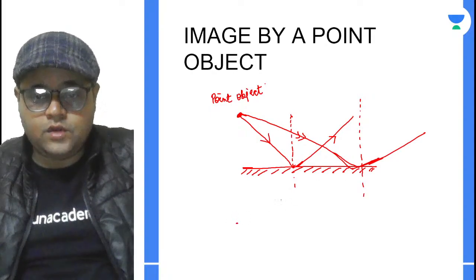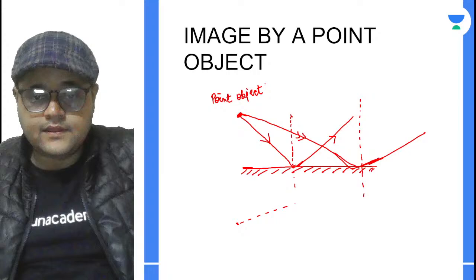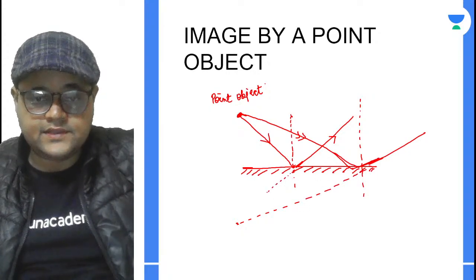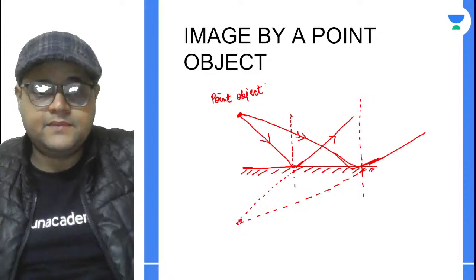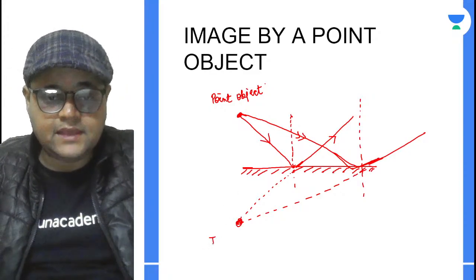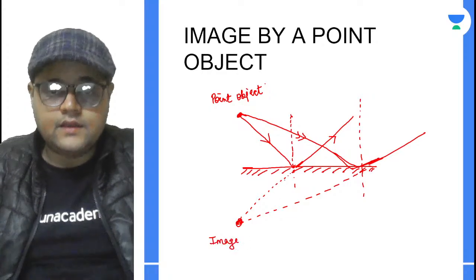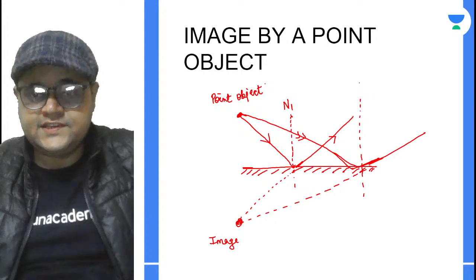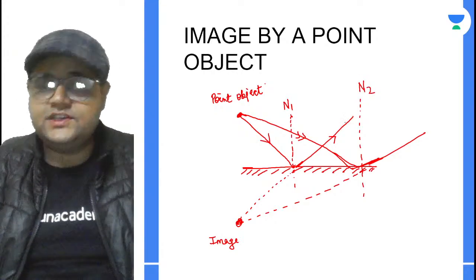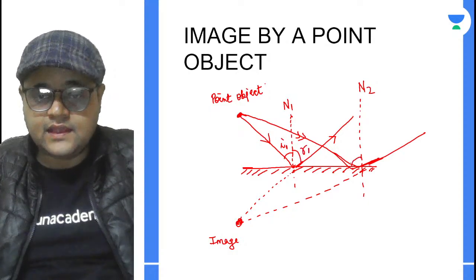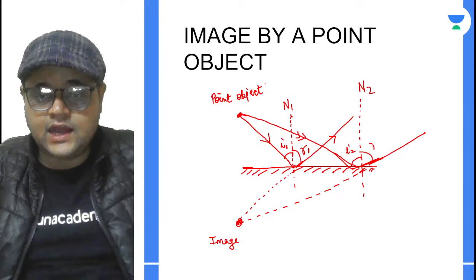The two rays will obviously meet at a point. It appears as if the two rays are meeting at a point. This is the point at which the two rays meet. So this will be the image. This is N1, the normal for the first ray. This is N2, the normal for the second ray. This is I1, this is R1, this is I2, this is R2.